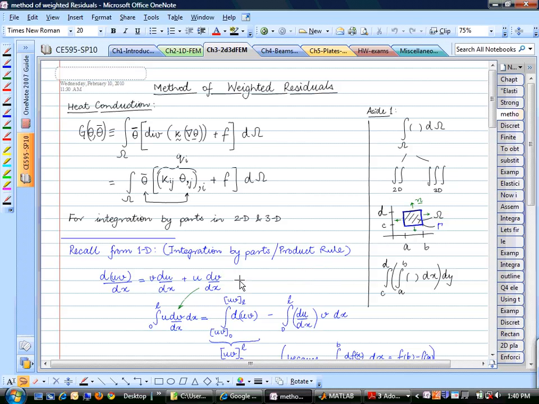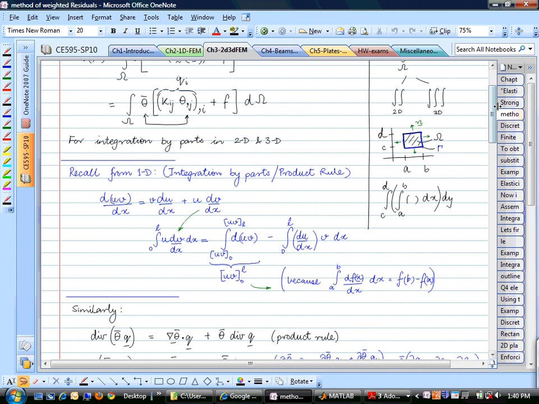Okay. There are 2 steps in this integration by parts. One is this product rule. So this was the product rule. If you want to integrate by parts this equation, then this term can be written as this term minus this term. And when you take the integral of that, you will get a boundary term, and to find out what this boundary term is, you need the divergence theorem.